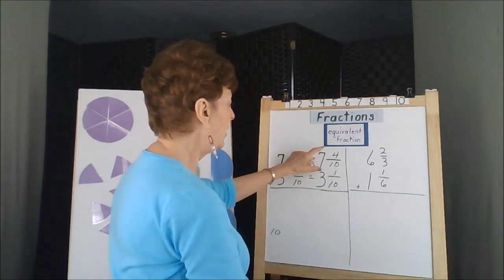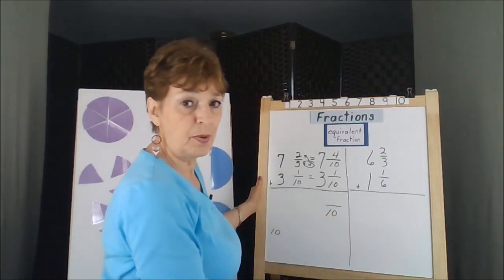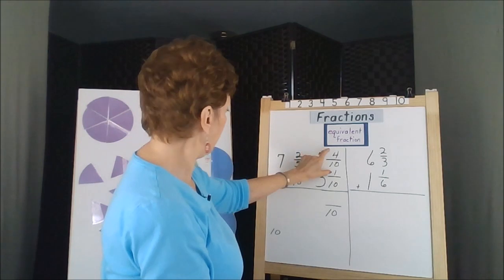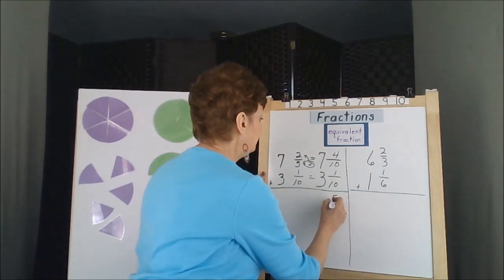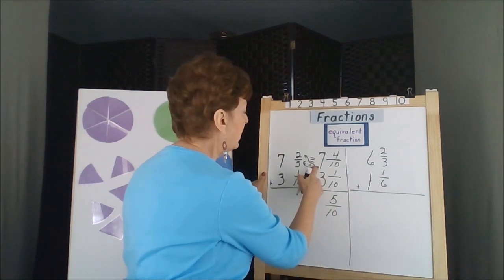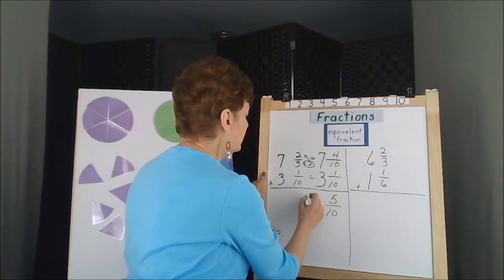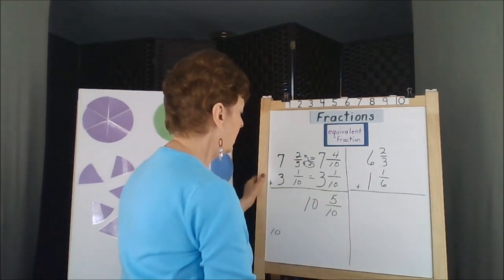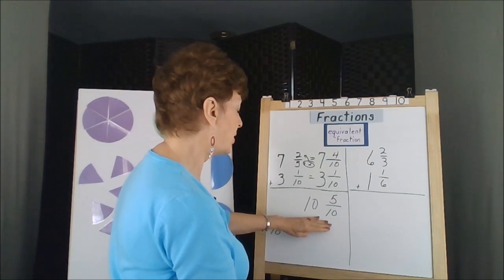Next, we're going to keep our denominator, because they're the same at this point, and add our numerators. 4 plus 1 is 5. And then we're going to add our whole numbers. 7 plus 3 is 10. So 10 and 5/10 is our answer.